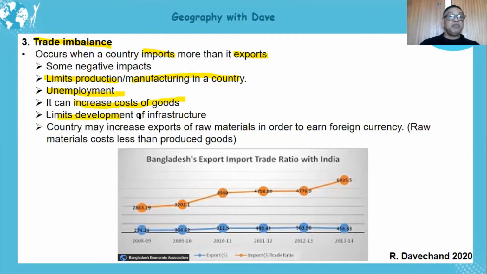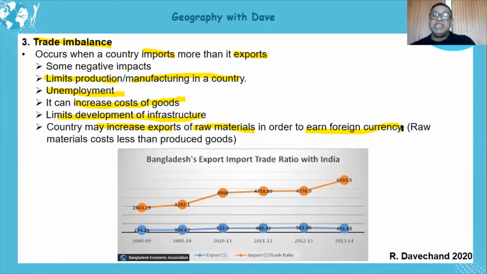Okay, it limits development of infrastructure. Infrastructure is needed for the general development of the country, whether it's communication, road networks, etc. It's needed. But if not much manufacturing is happening in the country, it's going to limit that development. And countries may increase exports of raw materials in order to earn foreign currency. Whatever raw materials they have, they will start selling them, because they're not producing much in the country. They're importing more than they're exporting.